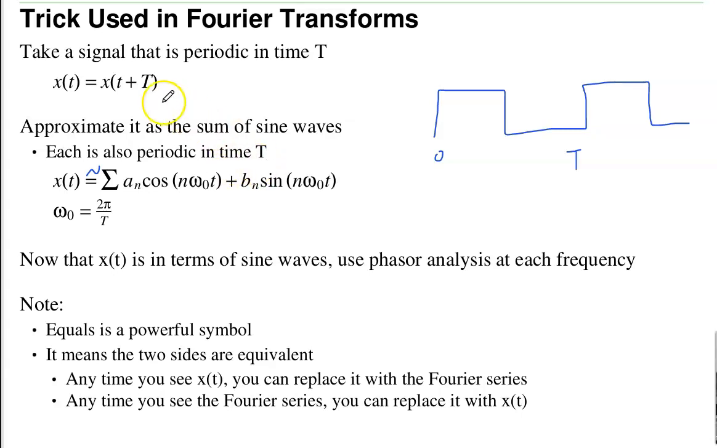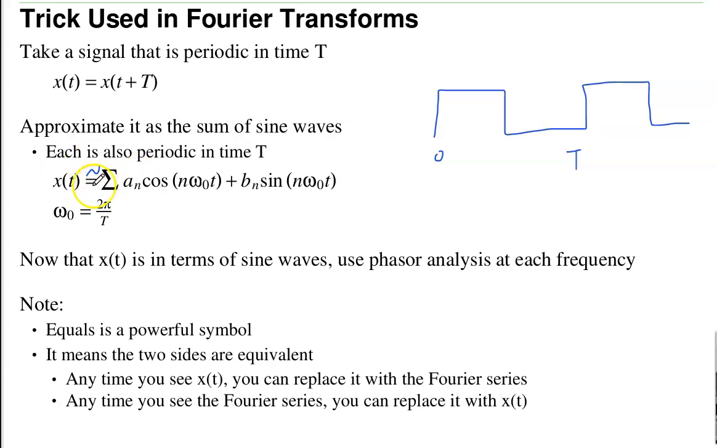Now, Fourier transform is how to calculate a sub n, b sub n, and it goes both ways. Given x of t, I can find the frequency content. Given the frequency content, find x of t. Now, going right to left is a no-brainer. Right to left just says that if I add up a bunch of sine waves that are periodic in time T, the answer is periodic in time T. That's kind of like a duh. Of course it is. That's not really too surprising.